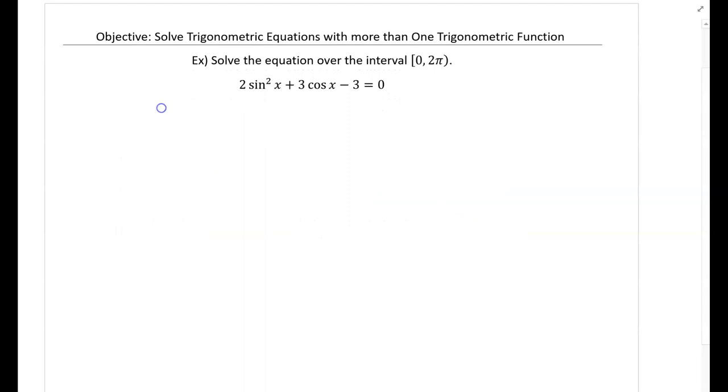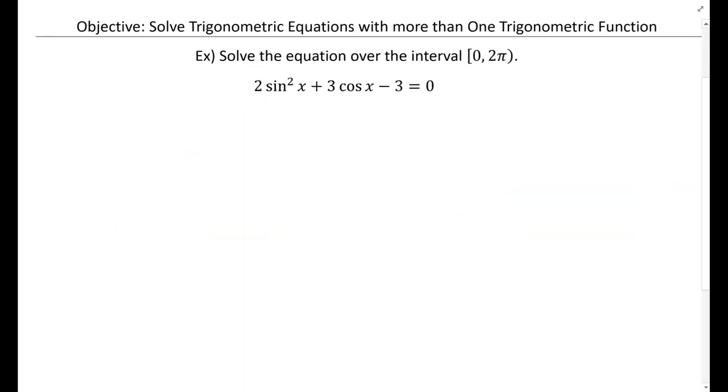Here's our first example. They ask us to solve the equation over the interval 0 to 2 pi, including 0 and excluding 2 pi. Right away you should notice that we have 2 sine squared of x plus 3 cosine of x minus 3. My quadratic and my linear terms are not the same function. So we're going to use the Pythagorean identity: sine squared x is equal to 1 minus cosine squared x.